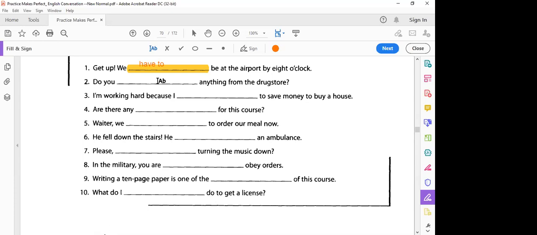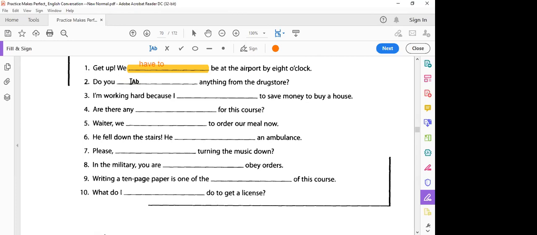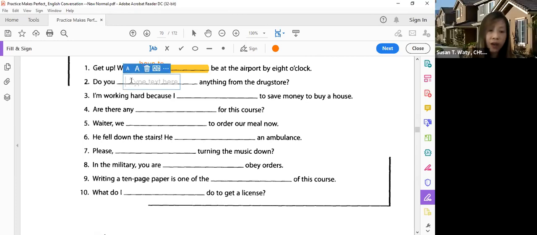Okay, or you can use need. Do you need anything from the drugstore? Okay, so once you already get home, your sister can ask you, did you buy anything from the drugstore? Because it's already passed. Yes, you already got it. Okay, so because this is do you, then you use either one or do you need. Okay, those are the words that we learn in this chapter.